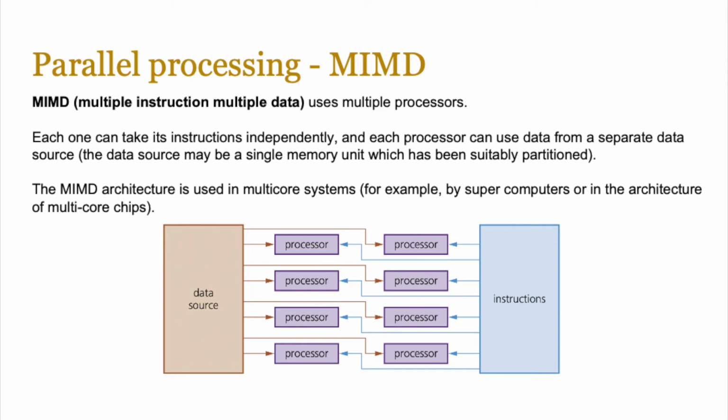and each processor can use data from a separate data source. Now, the data source may be a single memory unit which has been suitably partitioned, or separate data sources. The MIMD architecture is used in multi-core systems, for example, supercomputers, or in the architecture of multi-core chips like quad-core and octa-core chips that you commonly see in mobile phones and laptop computers these days.